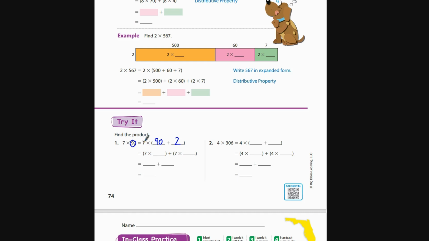That's the first step. Second step, 7 times the first number. 7 times 90, right? Second step is 7 again, but now 7 times 2. Now let's go back. 7 times 90, or 7 times 9, which is 63, and I add a 0, 630. Plus, see how they put a plus? Okay, now 7 times 2, that's going to be 14. Now all I have to do is add it all together, which is 630 plus 14. This is a 4, this is a 4, and this is a 6. So my product is 644. And that's it.